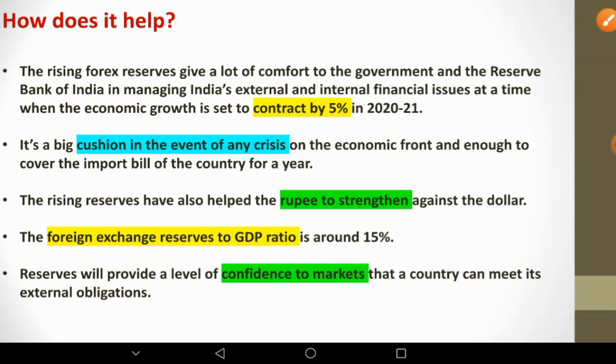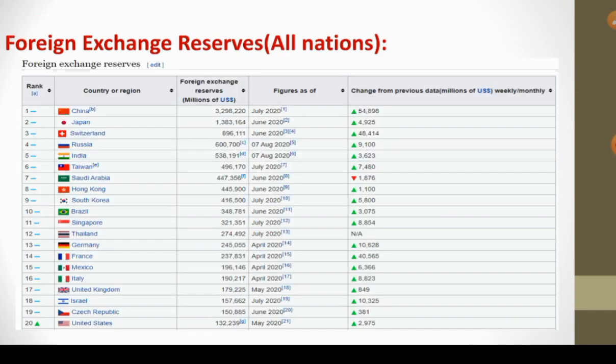Moving forward, a reserve will provide a level of confidence to the market, which I have already mentioned in the last slide. FPI and FDI will only come to India when we have a stable government, a stronger policy, better infrastructure, and the forex is at a high. Then only the companies will invest in the Indian market, and then only India can meet its external obligations.